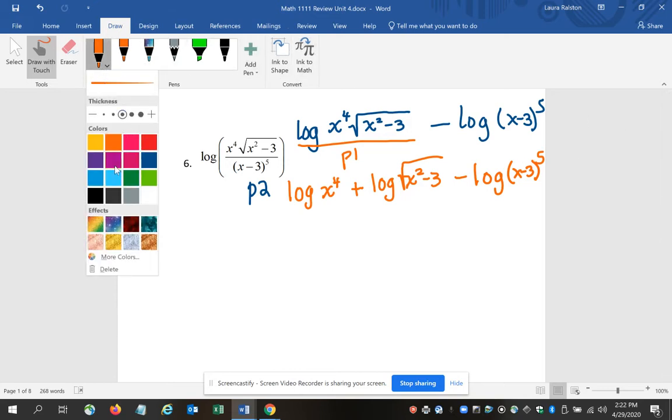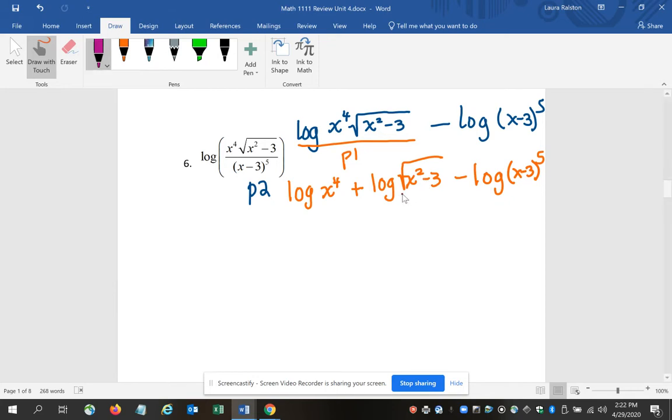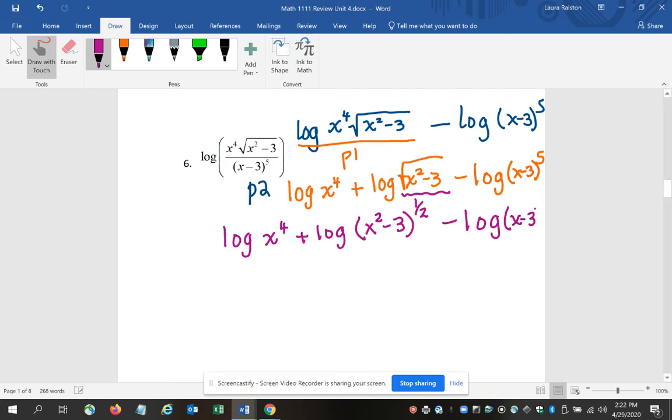I notice that in this second term I have this square root symbol, and I remember that a square root can be written as a fractional exponent. So I'm going to rewrite the square root of x squared minus 3 as the quantity x squared minus 3 to the 1/2. Okay, so I've rewritten that in terms of a fractional exponent. You should always do that with radicals in relationship to logs, is transform them into fractional exponents.